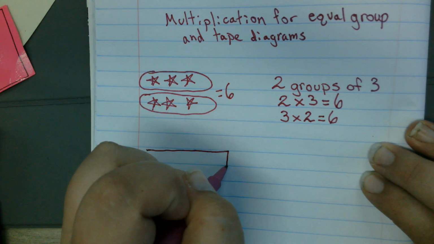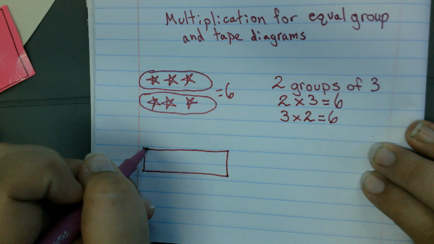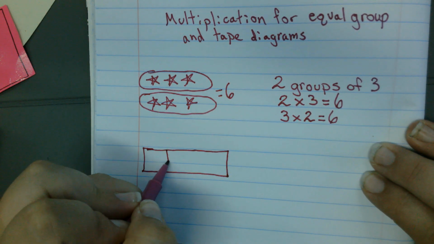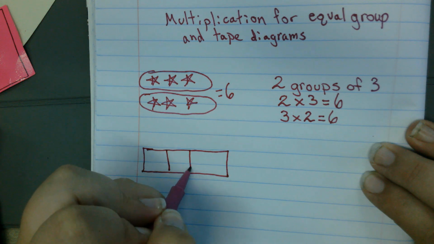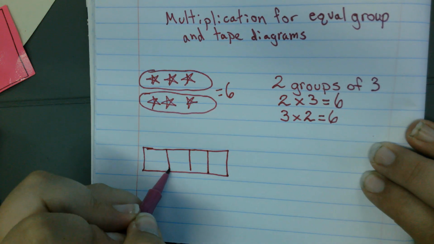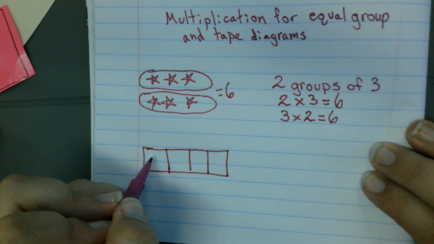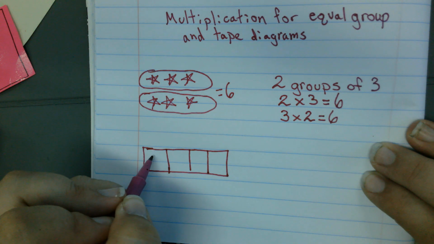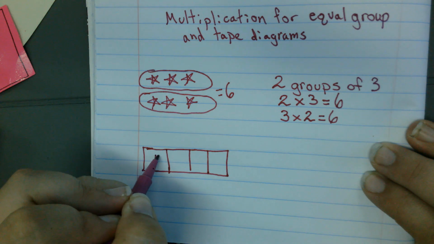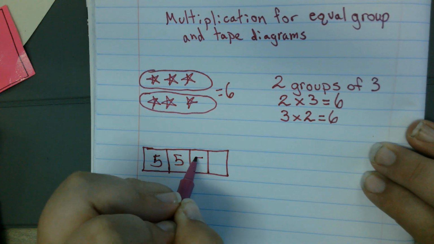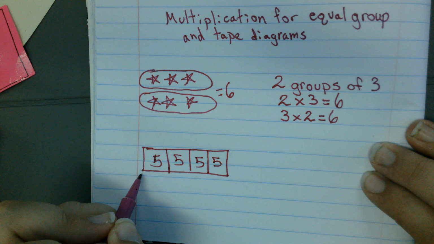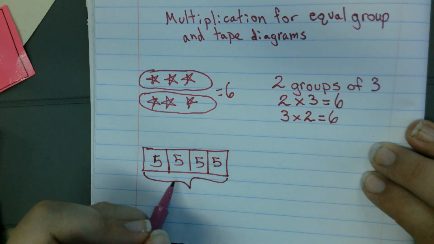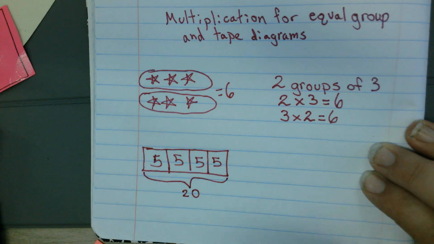Now, tape diagrams are very similar to how groups look. So a tape diagram, and we call it that because it looks like a piece of tape, is going to be separated. And then it'll have a number in each. And we'll do 5 in each one. And then this is how we show the total, which is 20.